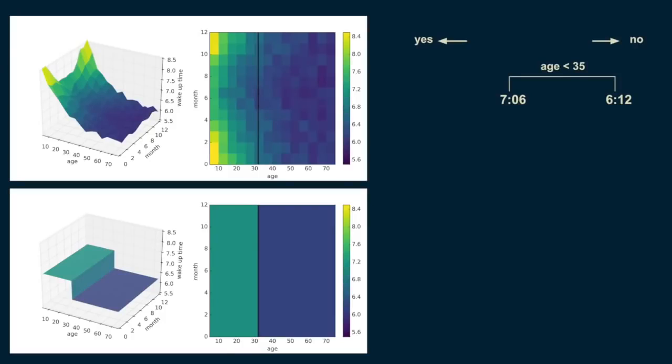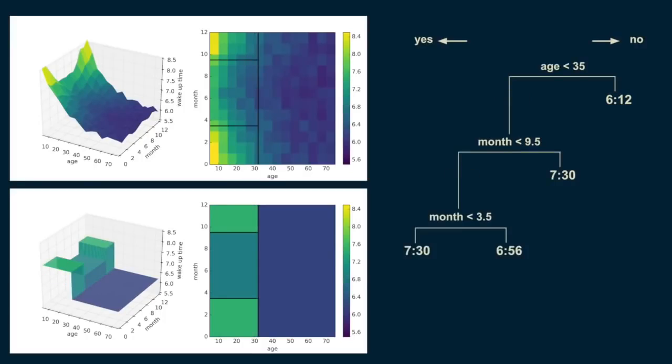We repeat the process, subdividing our younger population on whether it is before or after the middle of September, and whether it is before or after the middle of March. This isolates the winter months from the summer months. Winter months have a wake-up time of 7:30 for those under 35, and in the summer months it's 6:56. Then we can revisit our over 35 population and split them again on age 48 to get a more accurate representation.